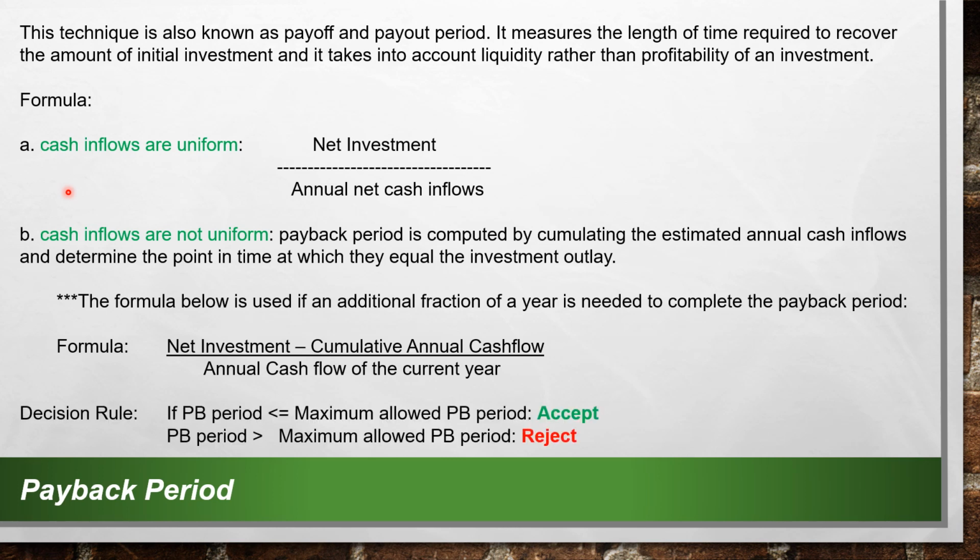So our decision rule: if our payback period is lesser than or equal to the maximum allowed payback period, then we should accept. If it is greater, then we reject. So for payback period, the shorter the better.